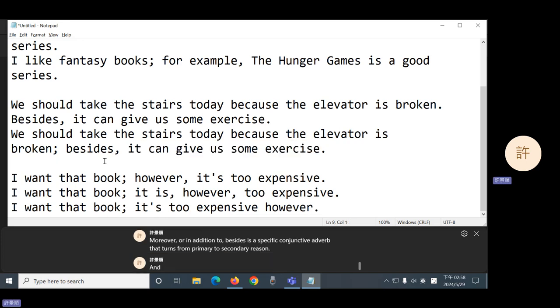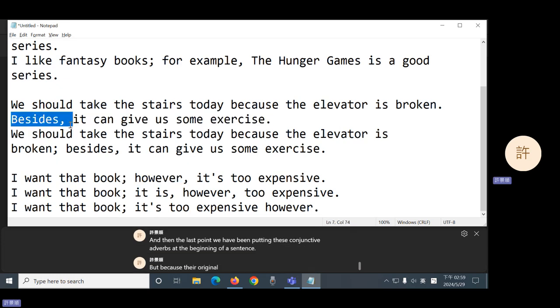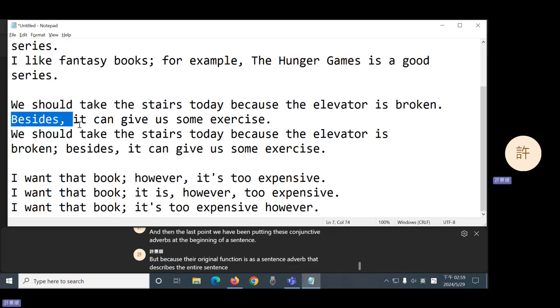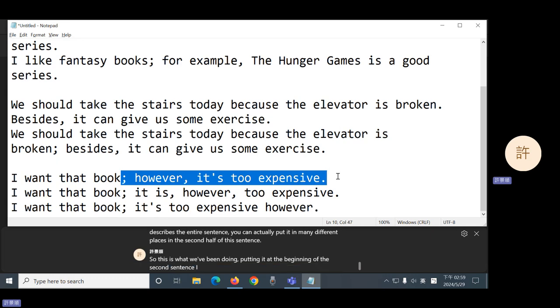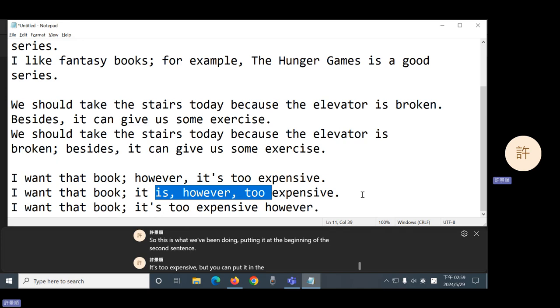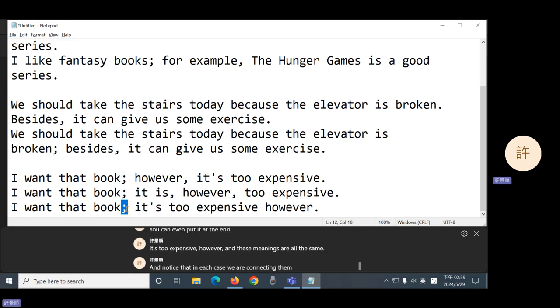And then the last point: we have been putting these conjunctive adverbs at the beginning of a sentence. But because their original function is as a sentence adverb that describes the entire sentence, you can actually put it in many different places in the second half of this sentence. So this is what we've been doing, putting it at the beginning of the second sentence: "It's too expensive; however..." But you can put it in the middle: "It is, however, too expensive." You can even put it at the end: "It's too expensive, however." And these meanings are all the same. And notice that in each case, we are connecting them with semicolons.